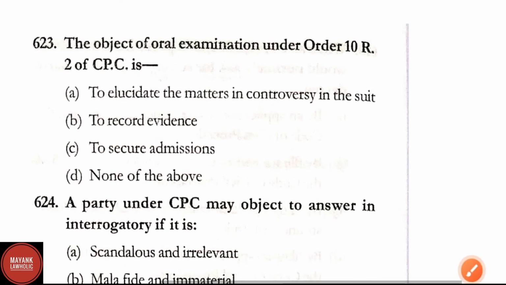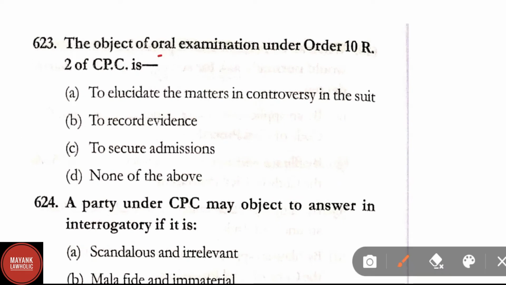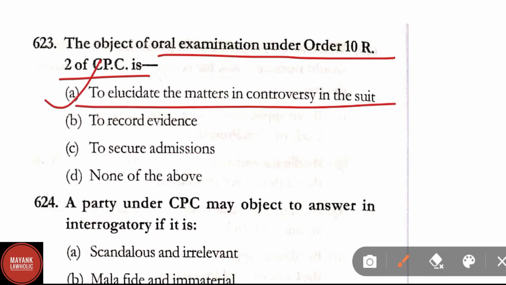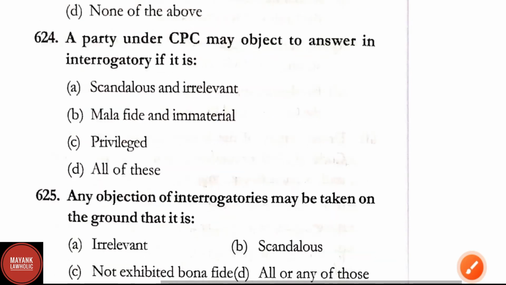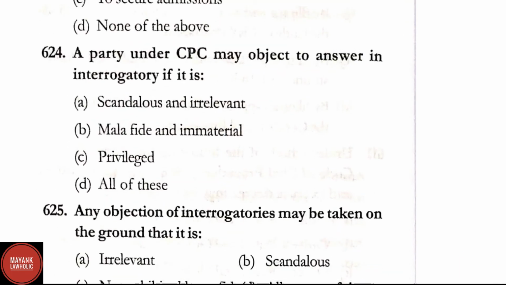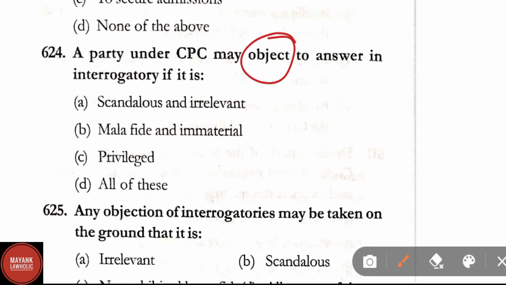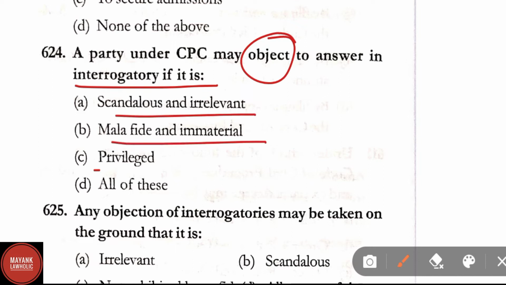Question number 623. The object of oral examination under Order 10 Rule 2 of CPC is. Here correct answer is option A, to elucidate the matters in controversy in the suit. Question number 624. A party under CPC may object to answer in interrogatory if it is scandalous and irrelevant, malafide and immaterial, privileged, all of these. Here correct answer is option D, that is all of these.